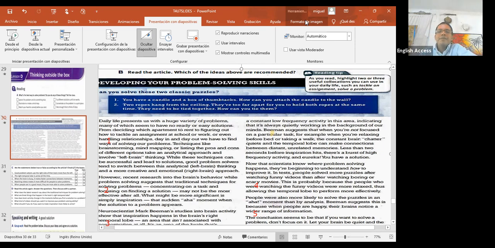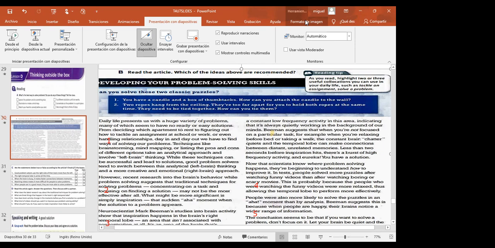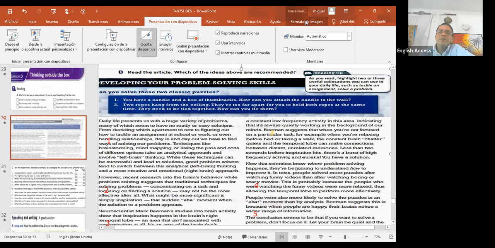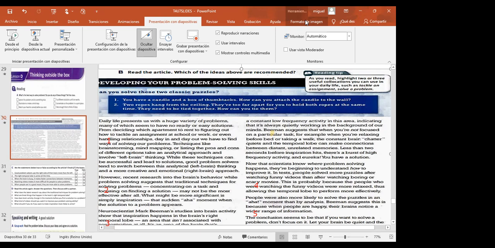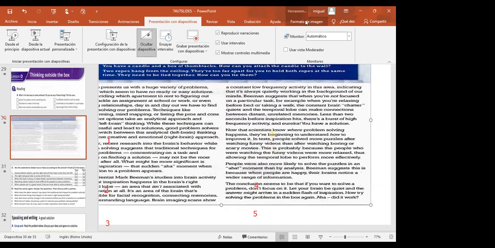Okay, number 5. It's me, right? Yes. But I can't see the screen well. Okay, thank you. The conclusion seems to be that if you want to solve a problem, don't focus on it. Let your brain be quiet and the answer might arrive in a sudden flash of inspiration. Now try solving the problems in the box again.